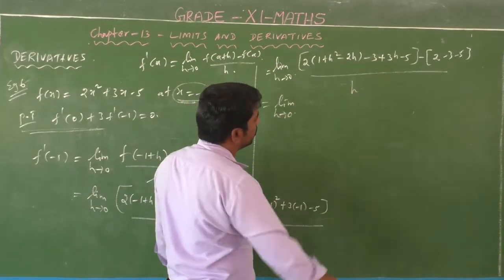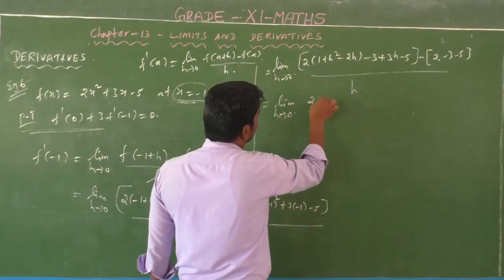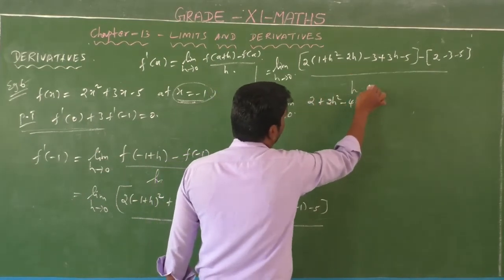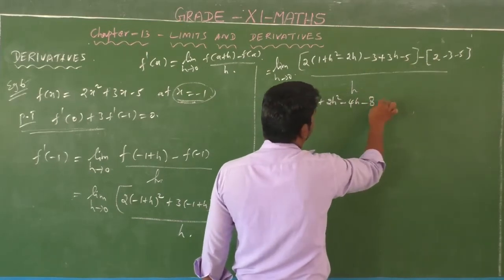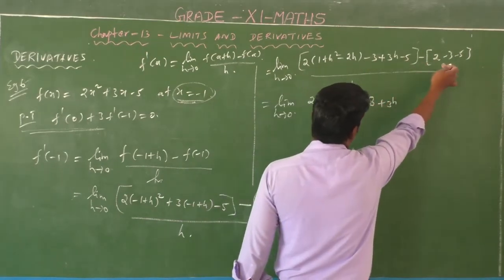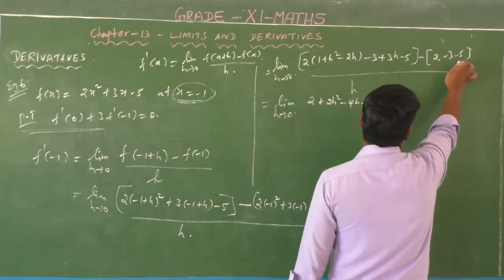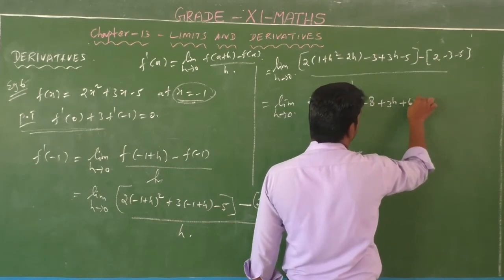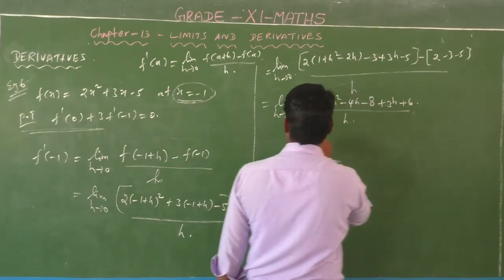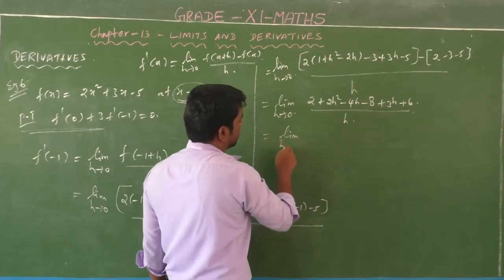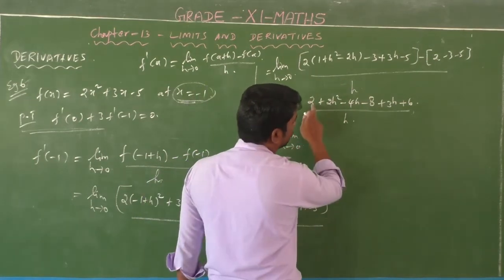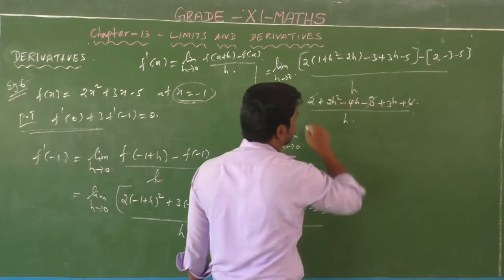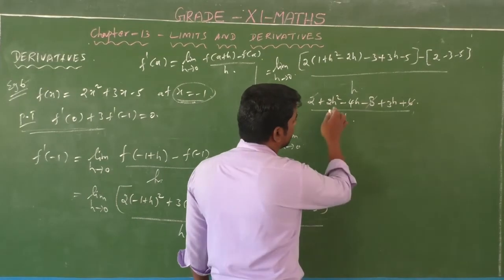Limit h tends to 0: 2 into 1, 2 plus 2h squared minus 4h, minus 3 plus 3h minus 5, is minus 8 plus 3h, minus of 2 minus 3 minus 5, which is minus 8 plus 2, minus 6, plus 6, whole divided by h. Simplify this value. Limit h tends to 0: 2 minus 8 plus 6, 6 plus 2 is 8, 8 minus 8 is 0. Cancel. Okay, so remaining 2h squared.